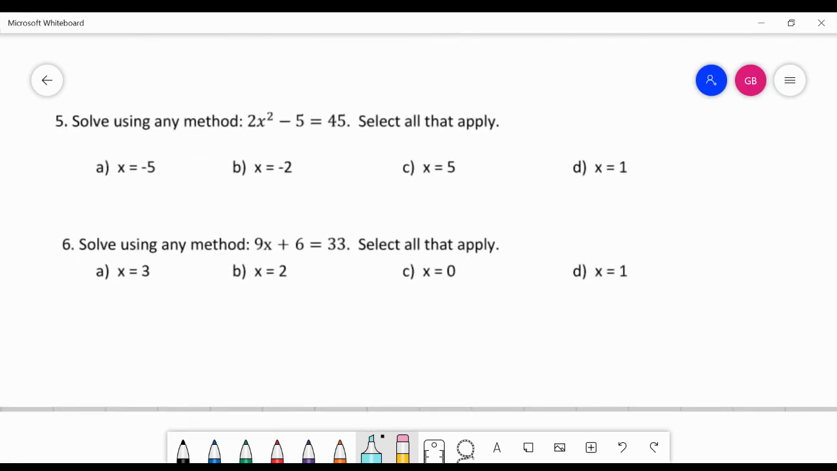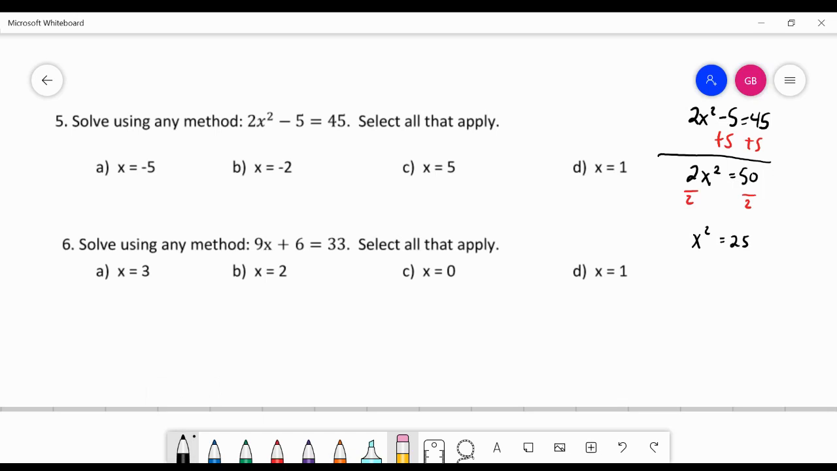Number 5. Solve using any method. So we have 2x squared minus 5 is equal to 45. I'm going to rewrite it over here where I have more space. Okay, and I want to solve for x. So the first thing I'm going to do is add 5. So 2x squared is equal to 50. And then I'm going to divide by 2. So x squared is equal to 25.